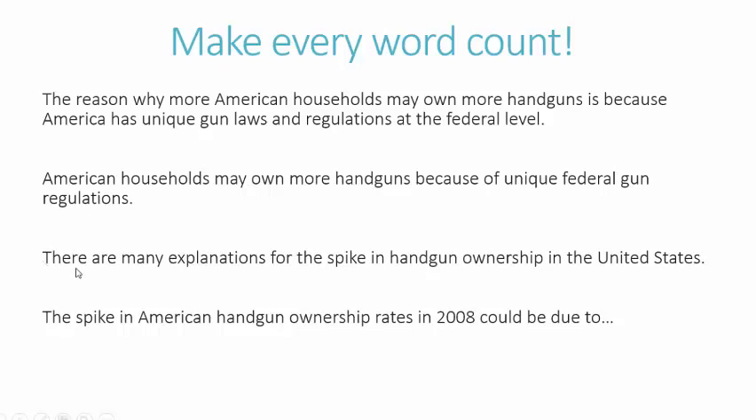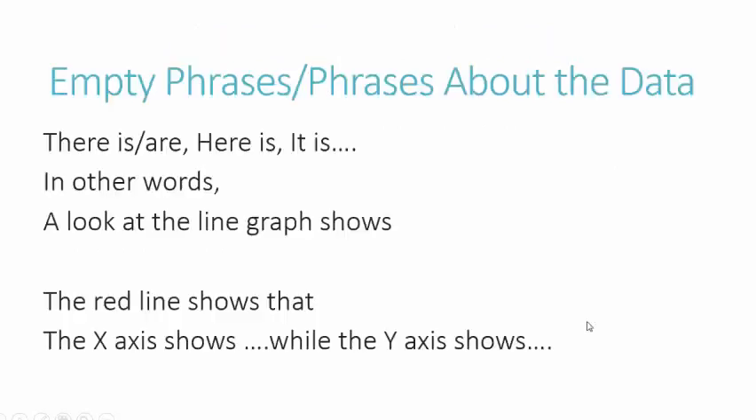Here, this is a really common one too, starting this theme with there. This is sort of an empty theme. There are many explanations for the spike in handgun ownership in the United States. I could pack that up and say the spike in American handgun ownership rates in 2008 could be due to, and make sure to hedge and put in that causal language.